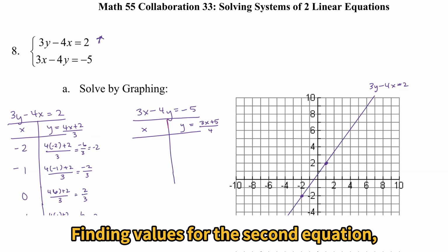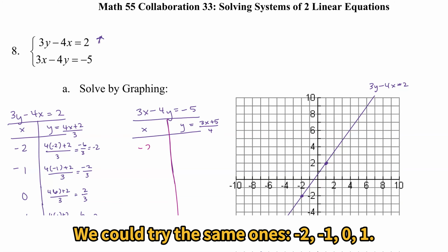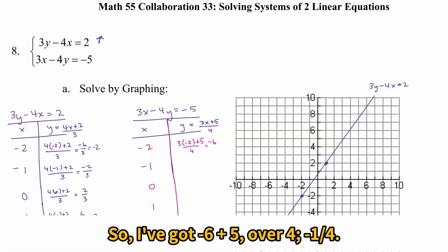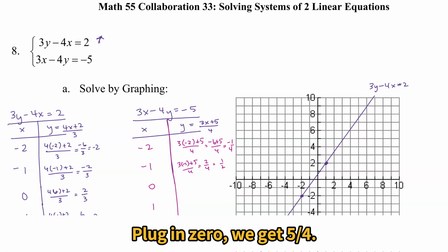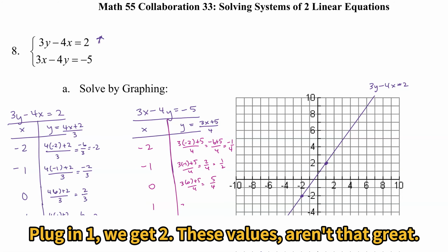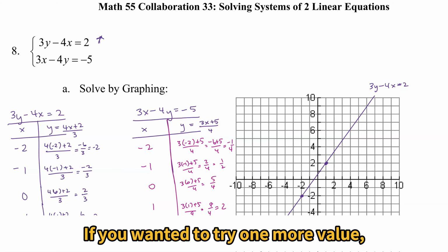Finding values for the second equation, we could try the same ones. Negative 2, negative 1, 0, 1. So I've got negative 6 plus 5 over 4, negative 1/4. Plug in negative 1, we get 1/2. Plug in 0, we get 5/4. Plug in 1, we get 2. Now these values aren't that great. If we wanted to try one more value, we could.